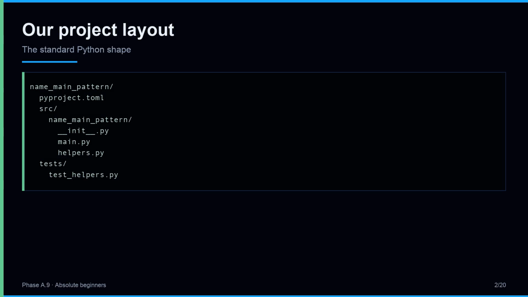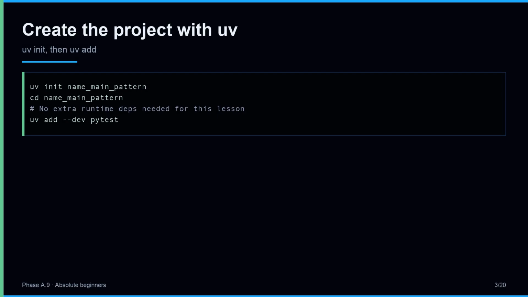A folder called name_main_pattern. Inside, pyproject.toml. Under src, a same named folder holding main.py and a second file called helpers.py. Because this lesson is about how files import each other, we need at least two. A tests folder holds test files for later. The standard shape. Create the project with uv init name_main_pattern.